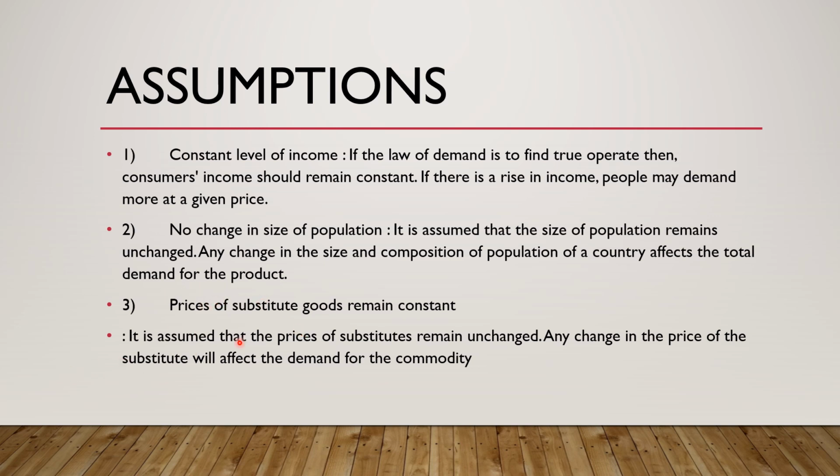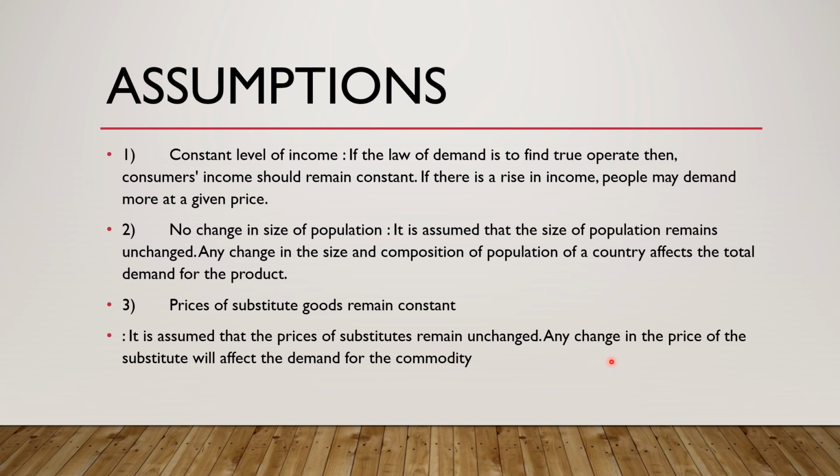Third is price of substitute goods remain constant. It is assumed that the price of substitutes remains unchanged. For example, there is tea and coffee. If the price of coffee is unchanged, meaning the same, the price of coffee is 50 rupees or 100 rupees, and it is not changed.